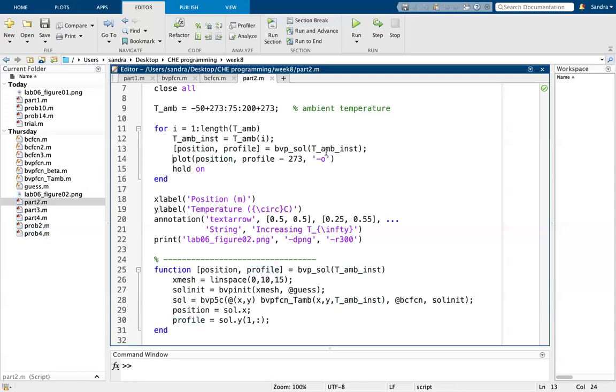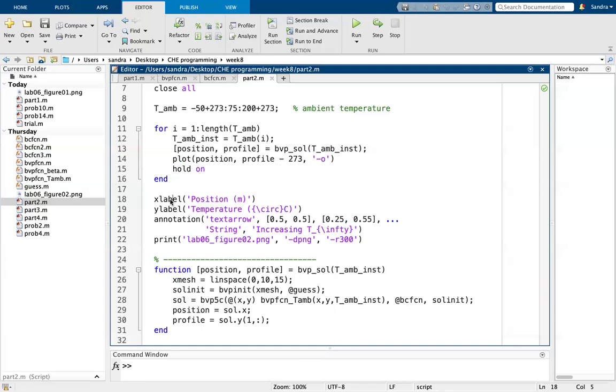And I plot it here. I have to subtract 273 again because I am plotting it in degrees Celsius. And I use hold on, which means I plot the temperature profile for one ambient temperature and stay on the same figure. Again, loop over the second ambient temperature, go to the solver, solve for that ambient temperature, and plot that temperature profile. So for different ambient temperatures, the temperature profiles will be plotted on the same graph so that you can study how it looks.